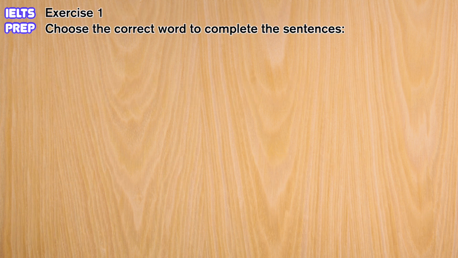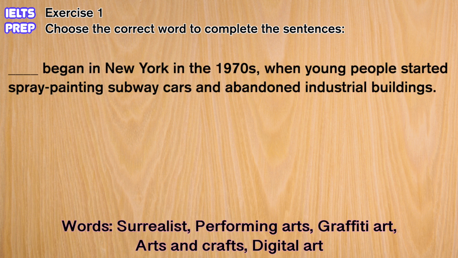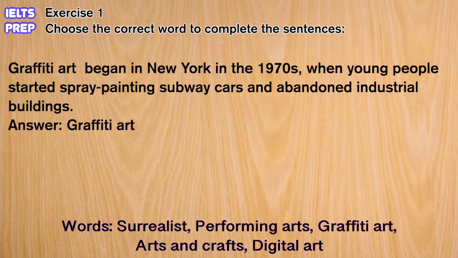Exercise 1. Choose the correct word to complete the sentences. Words: surrealist, performing arts, graffiti art, arts and crafts, digital art. Began in New York in the 1970s, when young people started spray painting subway cars and abandoned industrial buildings. Pause the video and take your time to answer. Answer: graffiti art. Graffiti art began in New York in the 1970s, when young people started spray painting subway cars and abandoned industrial buildings.